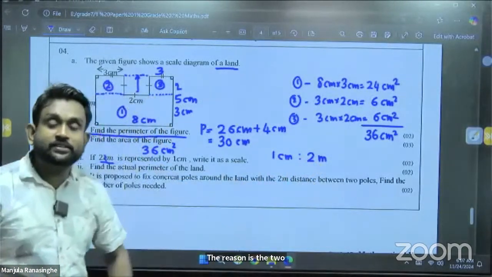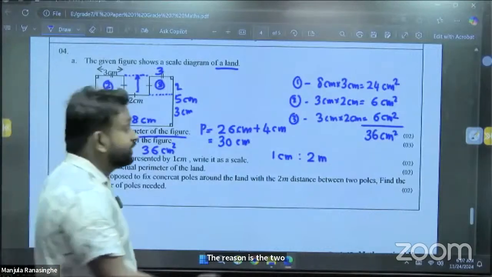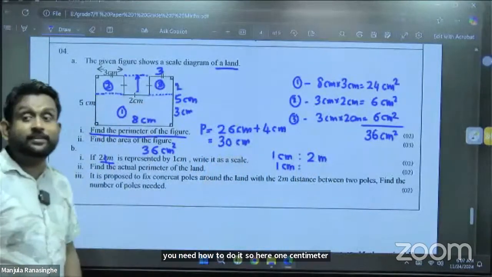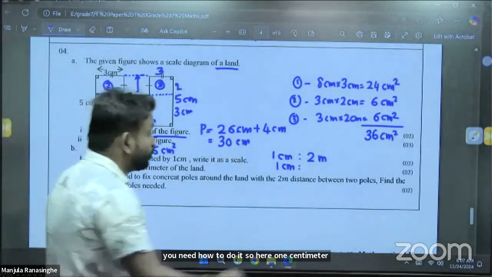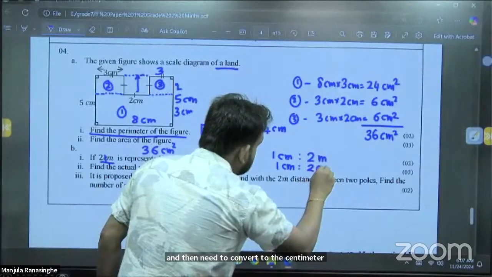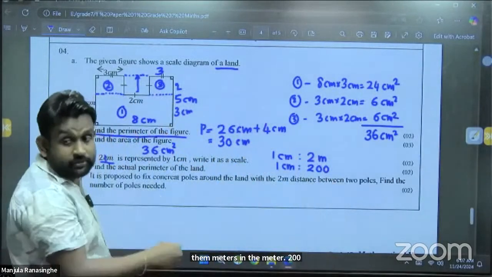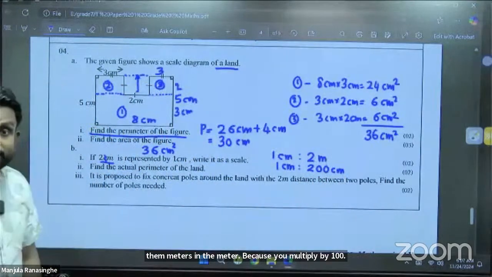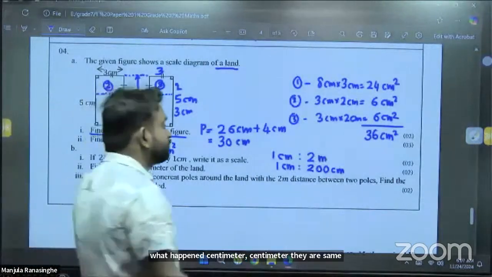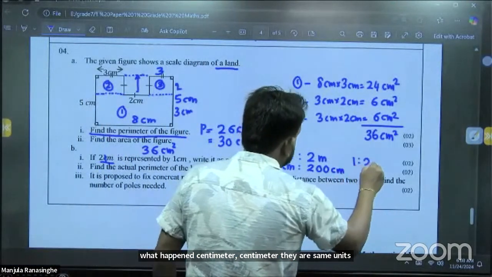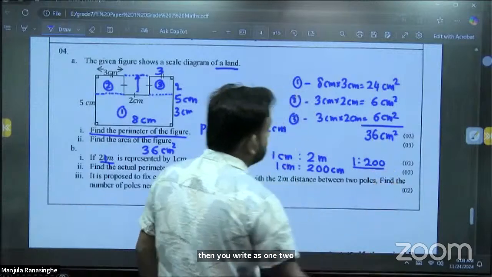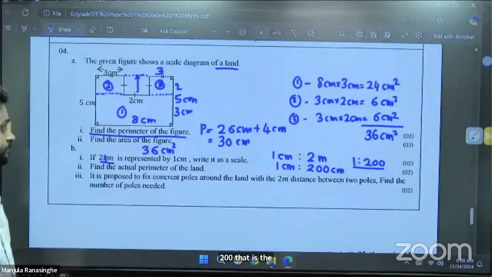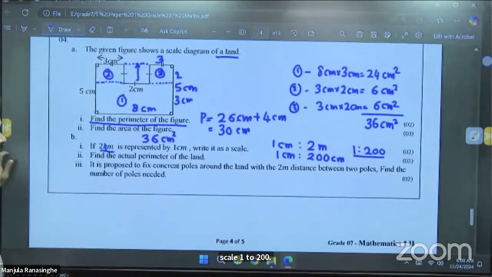So now you make the same unit. How to do it? Here 1 centimeter, and convert the meters to centimeters. Meters to centimeters: 200, because you multiply by 100 to make centimeters. Now they are the same units, centimeters. Then you write it as 1 to 200. That is the scale, 1 to 200.